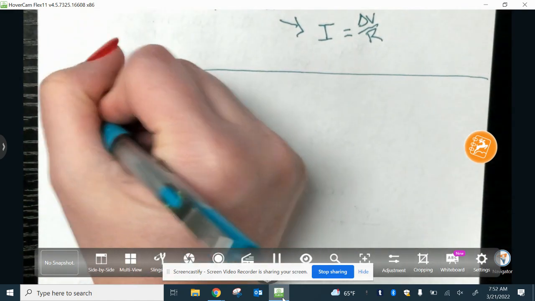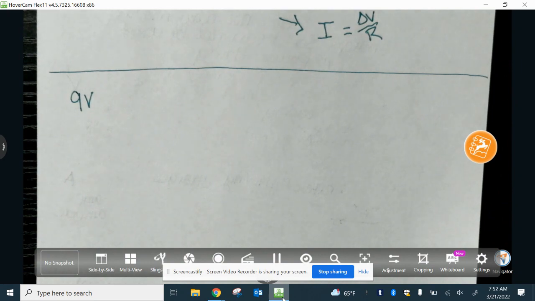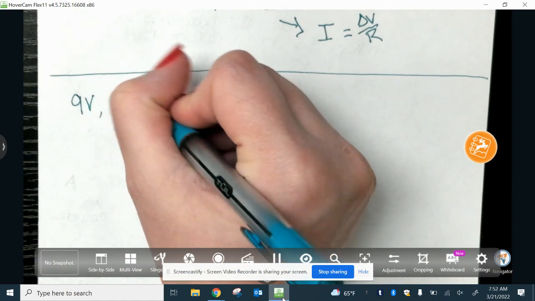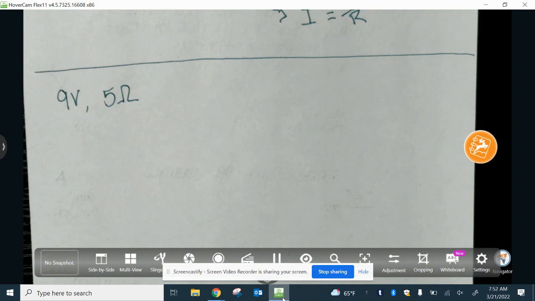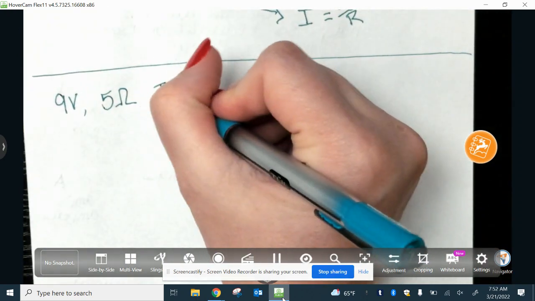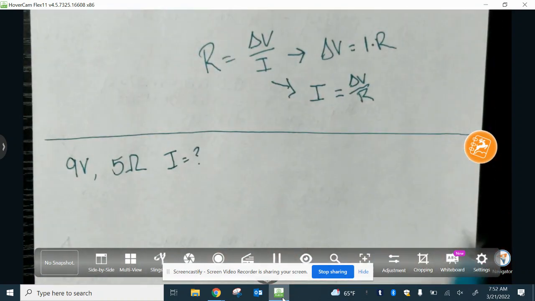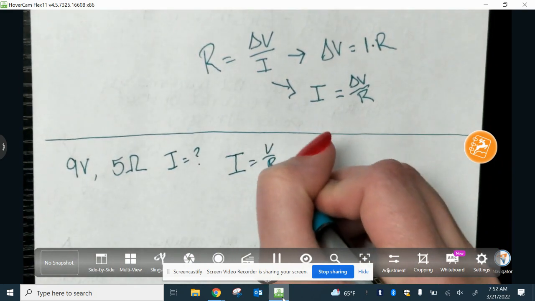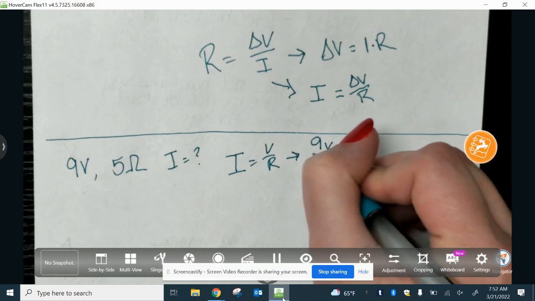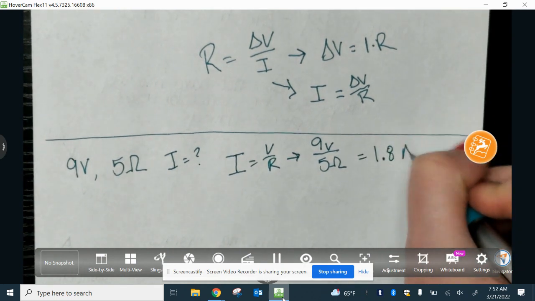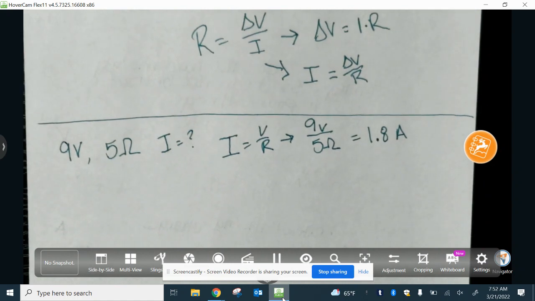All right. So let's say I have a 9-volt battery, and I have a lamp that pulls 5 ohms. What is my current through that circuit? In this case, I want to use this formula. I equals V over R, which would be 9 volts over 5 ohms, which should be about 1.8 amps.